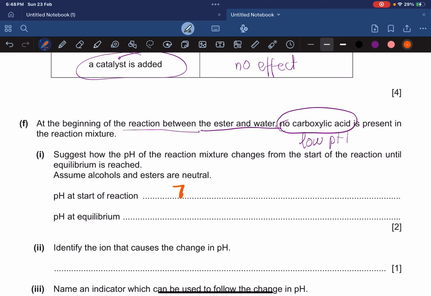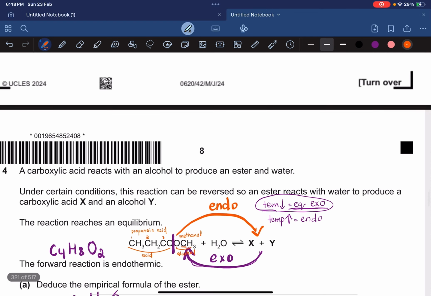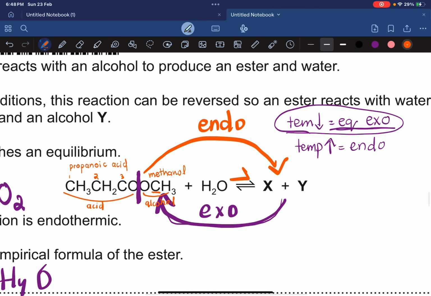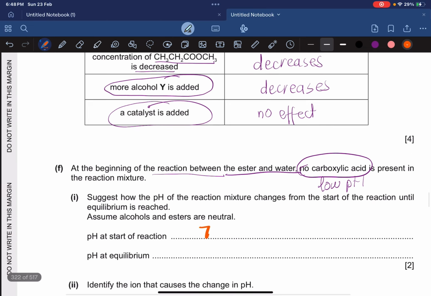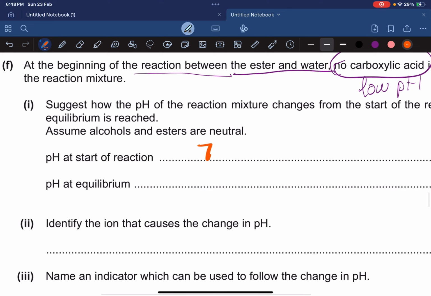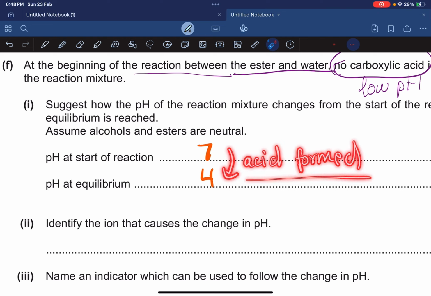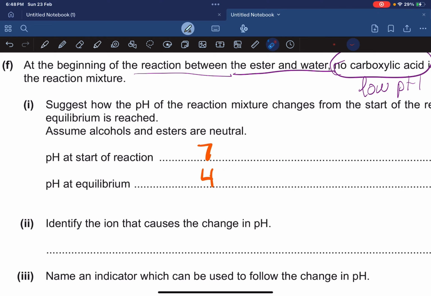But suggest how the pH of the reaction changes from the start until the equilibrium is reached. At the equilibrium, we have our acid as well, because we just figured out that this is the equilibrium, forward and backward, and this is the acid. So we have acid as well. So the pH is going to decrease. pH at the end can be 4 or 5 because it is decreased. Because now acid is also being formed.